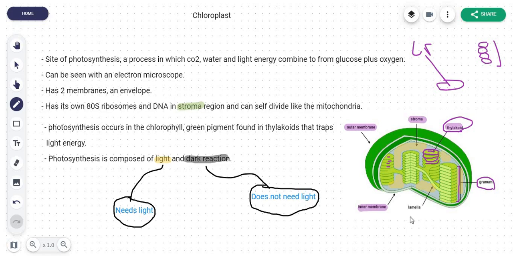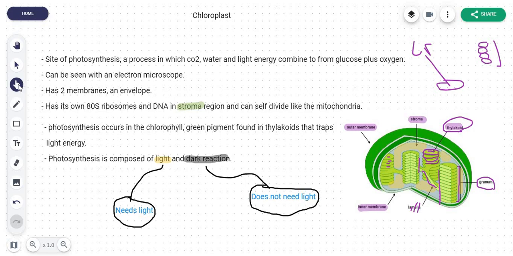And you don't need to know the lamellae for this. It's not needed as part of the AS course, but if you want to know for extra knowledge, it just connects different grana together. Like it's connecting this one, and this one, like this tube here. That's it. Simple as that. Photosynthesis is composed of the dark reaction and the light reaction.